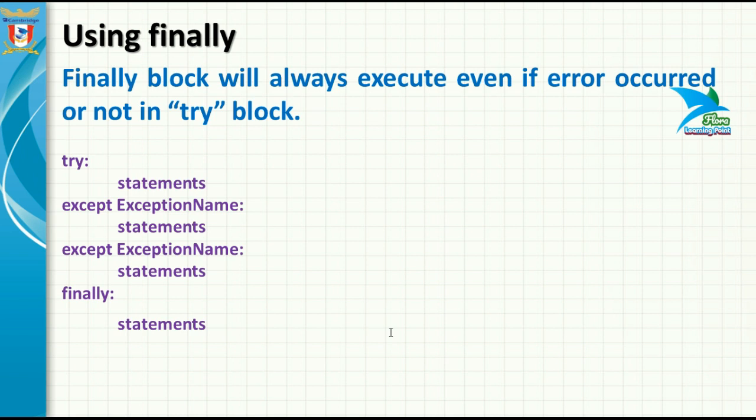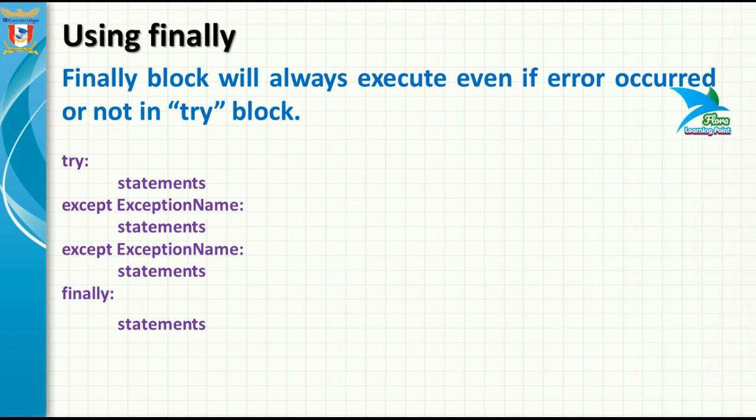So that means if you want to write any kind of statement that will execute even if an error occurred in the try block or not, then you have to write that statement inside the finally block. And the finally block must be the last block with the try block. So if you are having multiple except blocks with try, then you have to define finally after the last except block. And even if you are using except and else blocks with the try, then after the else block you have to specify the finally block.